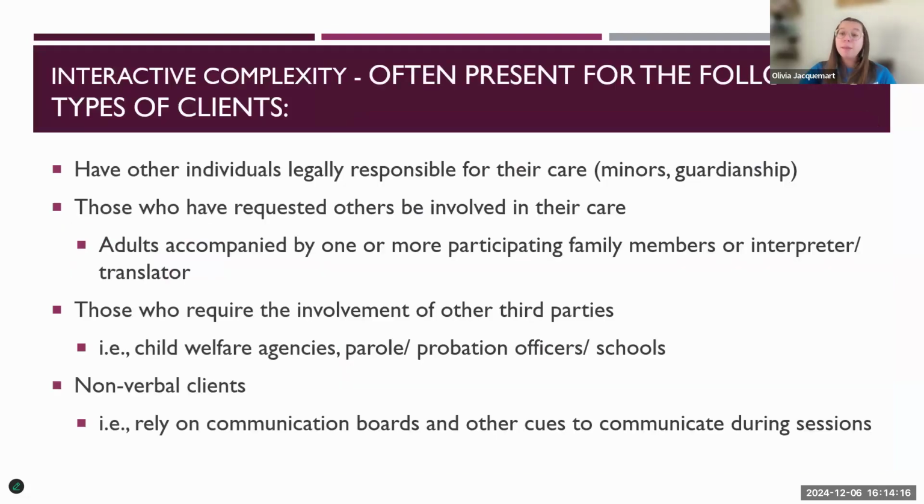Interactive complexity may be present for the following individuals. So they have other individuals legally responsible for their care, they're minors or have a guardianship, those who have requested others be involved in their care, adults accompanied by one or more participating family members or interpreters and translators, those who require the involvement of other third parties, so child welfare agencies, parole or probation officers, or schools, and nonverbal clients. They rely on communication boards and other cues to communicate during sessions, other communication devices.